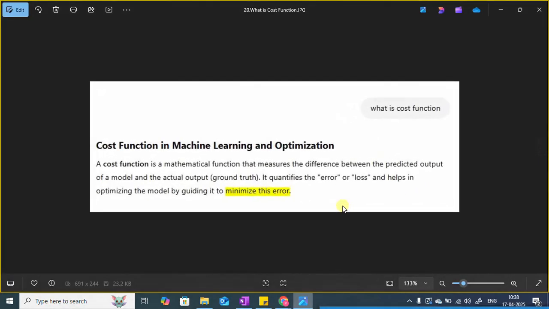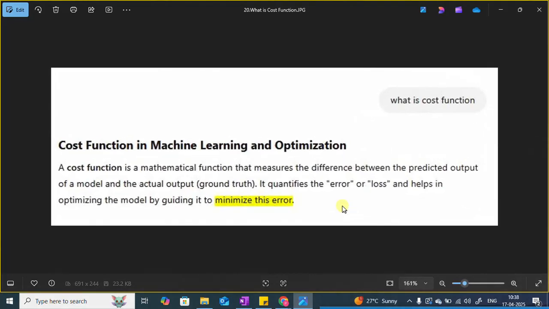Now, obviously, in the next class, we'll see in depth. Once I show the practical, you will get this. Now, the time has come to see the cost function.